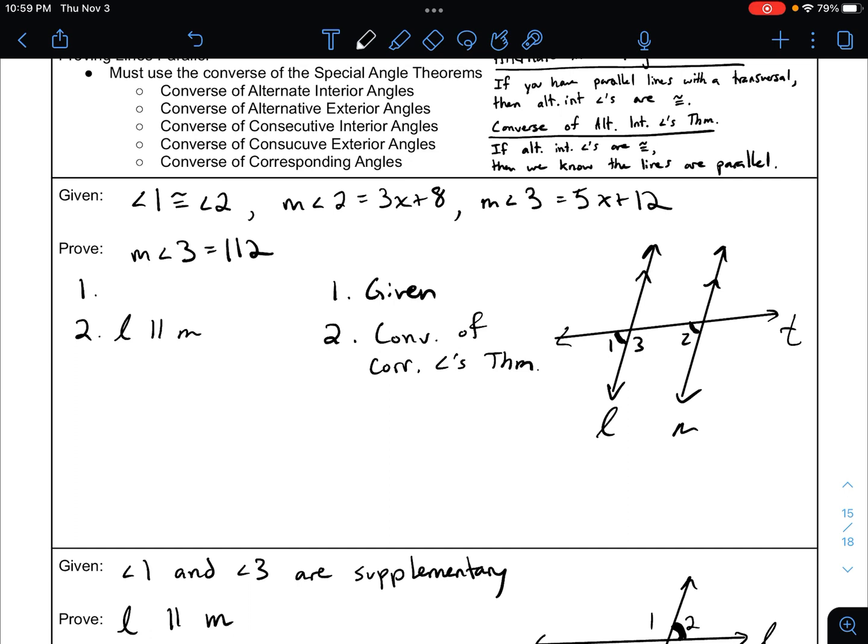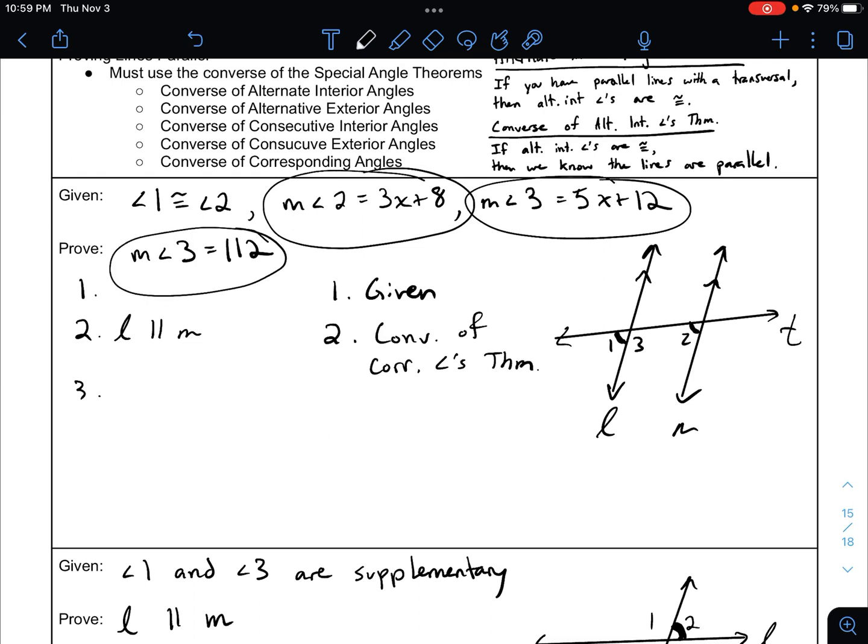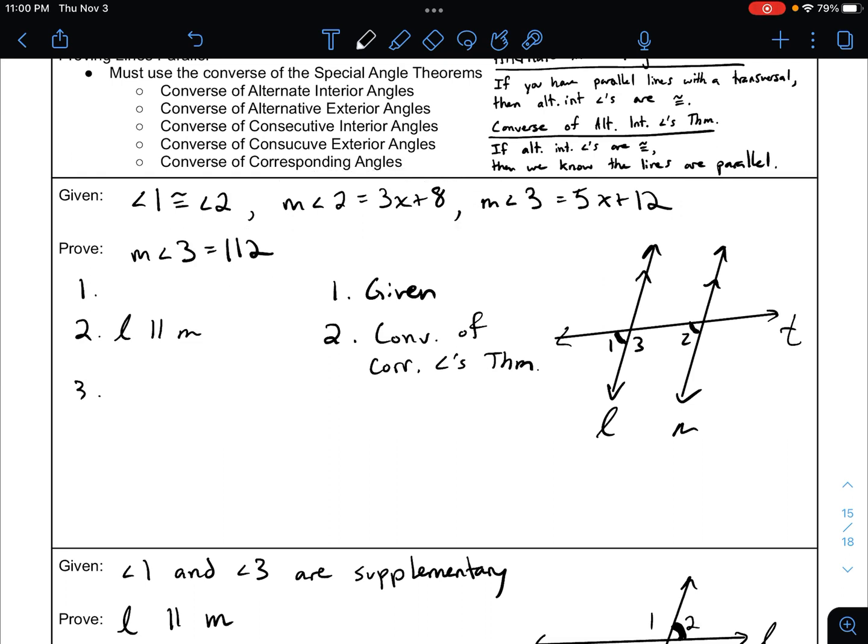It's nice because now I know that these are parallel lines, which is helpful because eventually I want to work with angles 2 and 3, because we know information about 2 and 3. I'm eventually trying to work 3 in there because I'm trying to prove information about angle 3. So what I would do next is talk about angles 2 and 3, and we're going to say that angles 2 and 3 are supplementary.